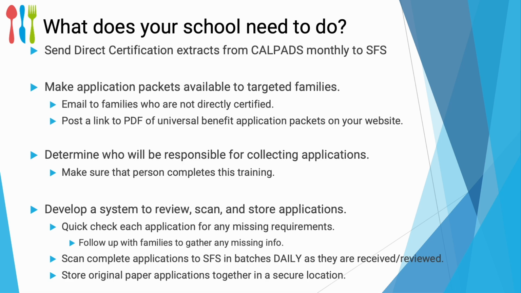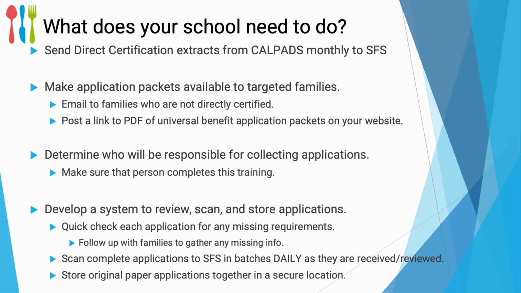So what do you need to do at the school? One, we need those direct certification extracts from CalPADS on a monthly basis. So make sure that your CalPADS administrator knows that and is sending those to us. Your school is also going to need to make applications available to targeted families. The universal benefit application does not need to be filled out if a family is directly certified.